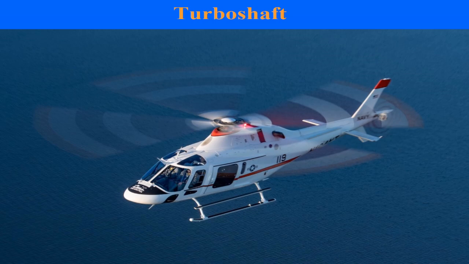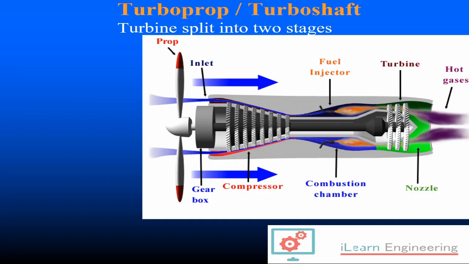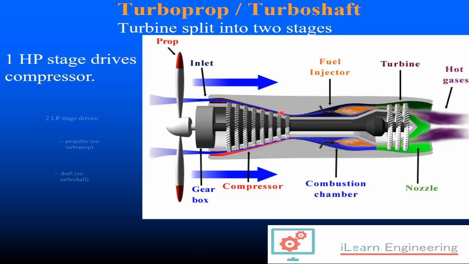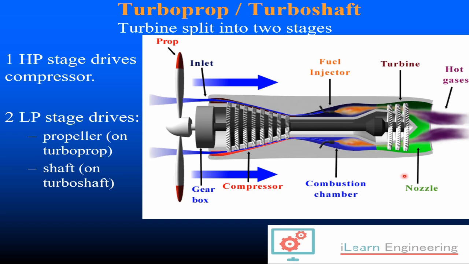Looking at these turboprop or turbo shaft designs in a bit more detail, they tend to have 2 stages. You've got an HP, which is the high pressure stage, which drives the compressor here. And then we have a lower pressure second stage, and that drives the propeller on the turboprop, so that's this bit here, or the shaft on the turbo shaft, for instance. You also get some hot gases exiting as well.